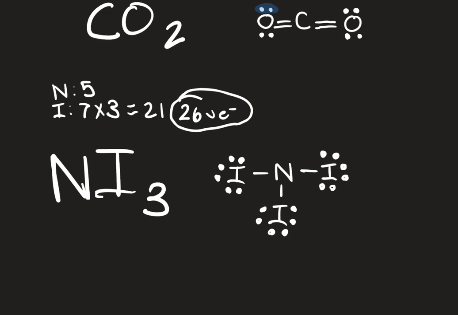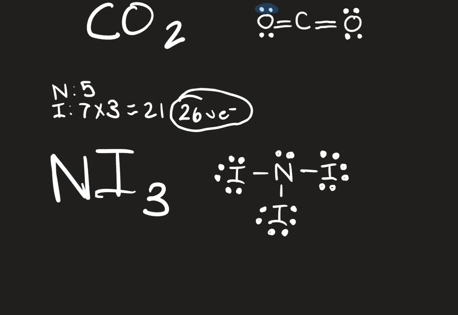Iodine has a full octet. I still have 2 more valence electrons that I can place, and so I am going to place them on my nitrogen. That's the only place that I can place my lone pairs. Plus, nitrogen doesn't have a full octet yet. So placing those 2 valence electrons is going to complete the octet for nitrogen. So now I've used 26 valence electrons.